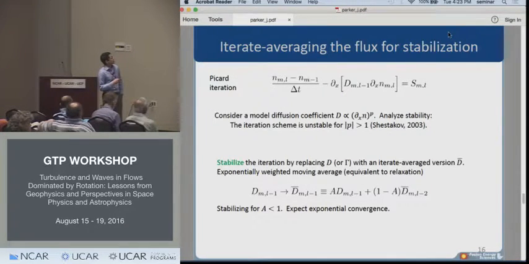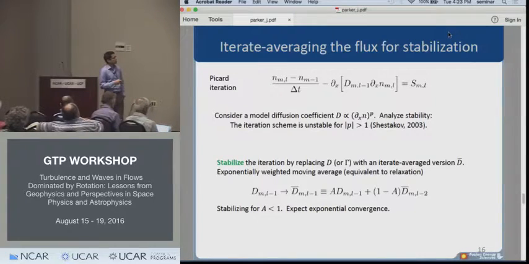So let me return to our Picard iteration, and again consider a model diffusion coefficient where your D depends on the gradient to some power p. If p is greater than 1, it turns out that even this scheme is unstable. And there's a method to stabilize it by replacing D or gamma with a version where you average over iterates. So this is essentially equivalent, or the method that we're using is an exponentially weighted moving average, which is equivalent to relaxation. So if a here is less than 1, that will stabilize the scheme.